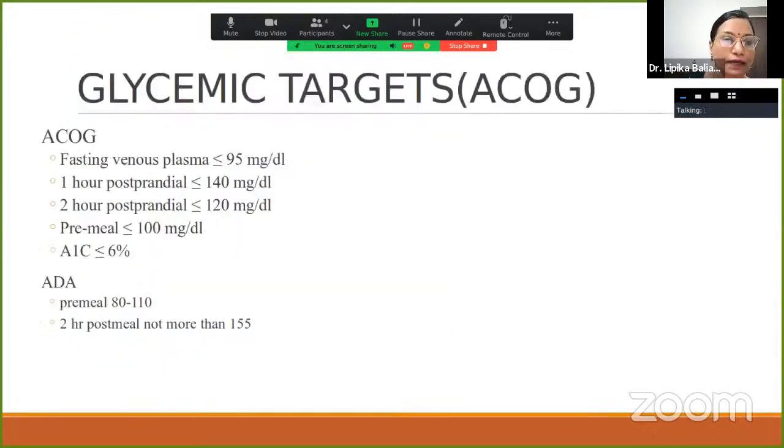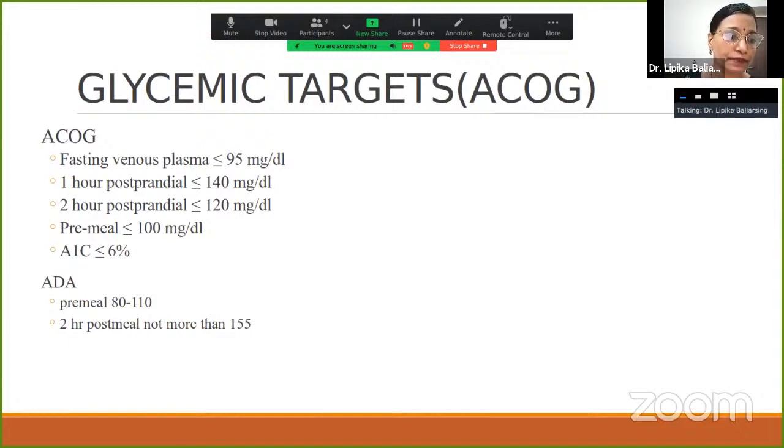So, what are the glycemic targets? The glycemic targets according to ACOG and ADA are: the fasting state venous plasma should be equal to or less than 95 milligram per deciliter, 1 hour postprandial equal to or less than 140 milligram per deciliter, and 2 hours postprandial less than or equal to 120 milligram per deciliter. Mark the change, 1 hour is 140 and 2 hours is 120. If it is pre-meal, then it should be less than or equal to 100 milligram per deciliter.